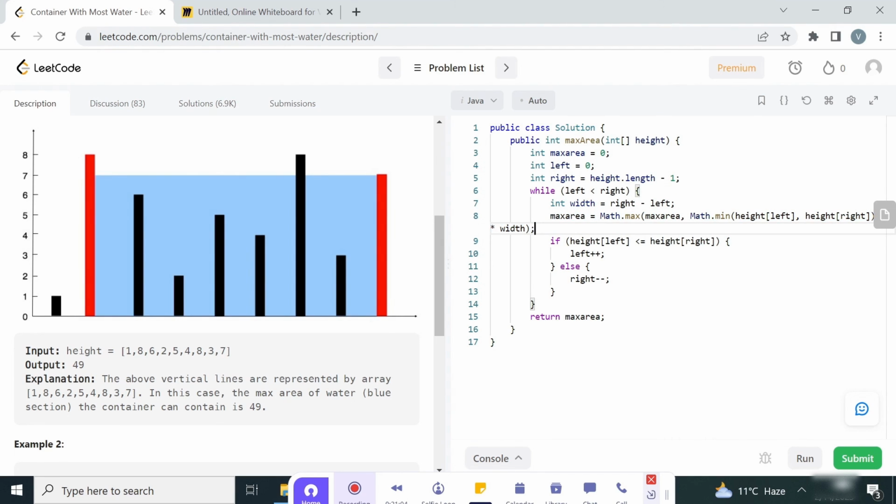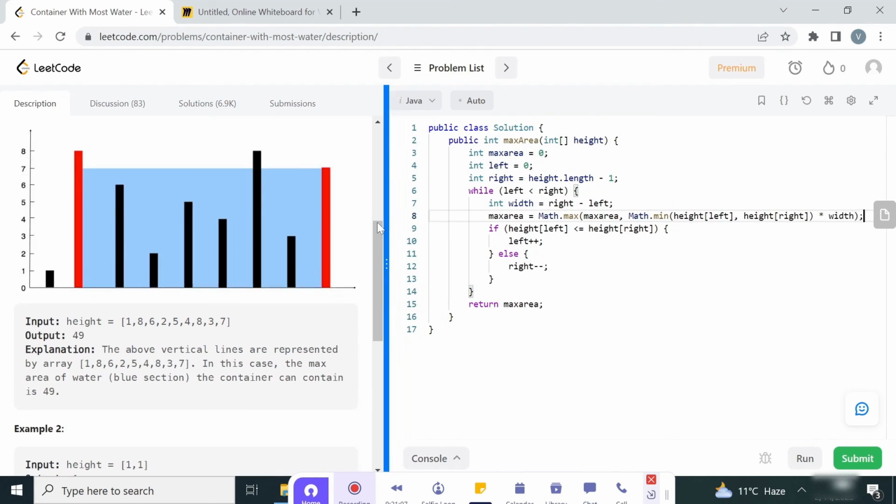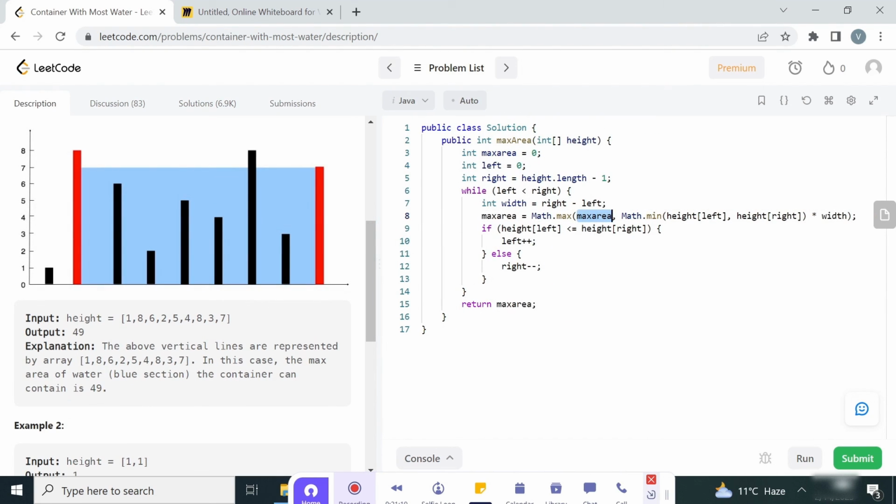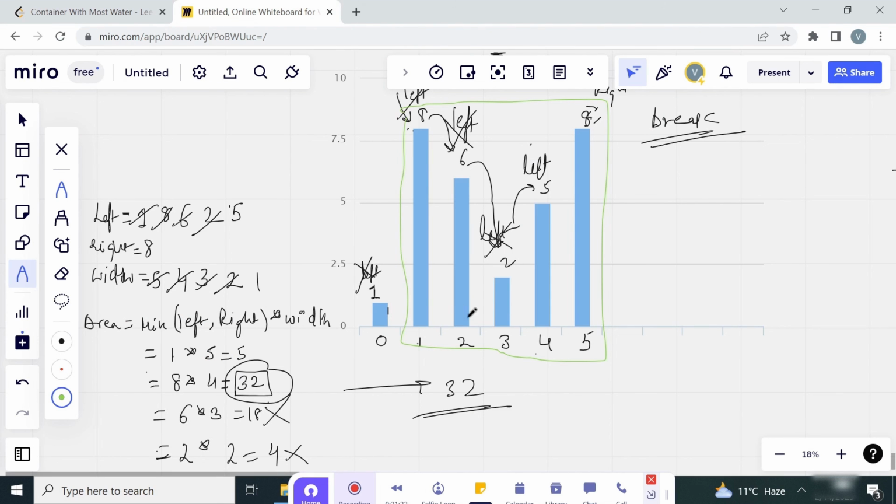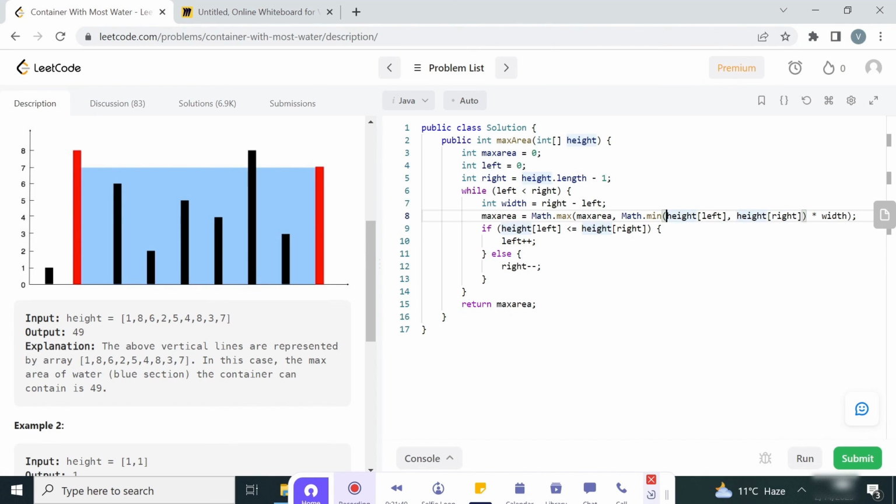We'll take the max area as the max of the max area already stored in the variable and the minimum of the heights of left and right, because for the water between any two containers, the lowest height is what can store the water. We cannot take the maximum height because it will overflow from the lowest. So it will be the minimum of left and right into the current width between the lines.